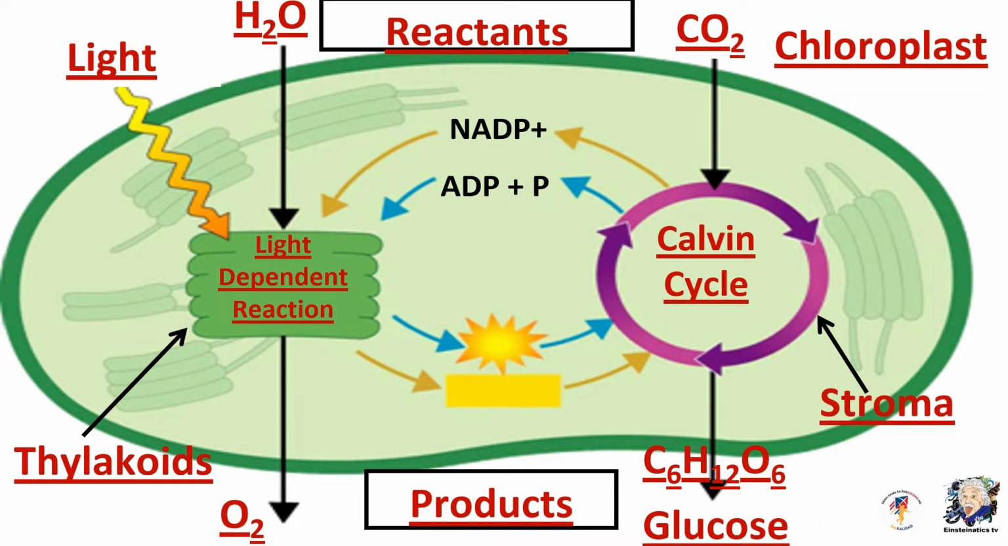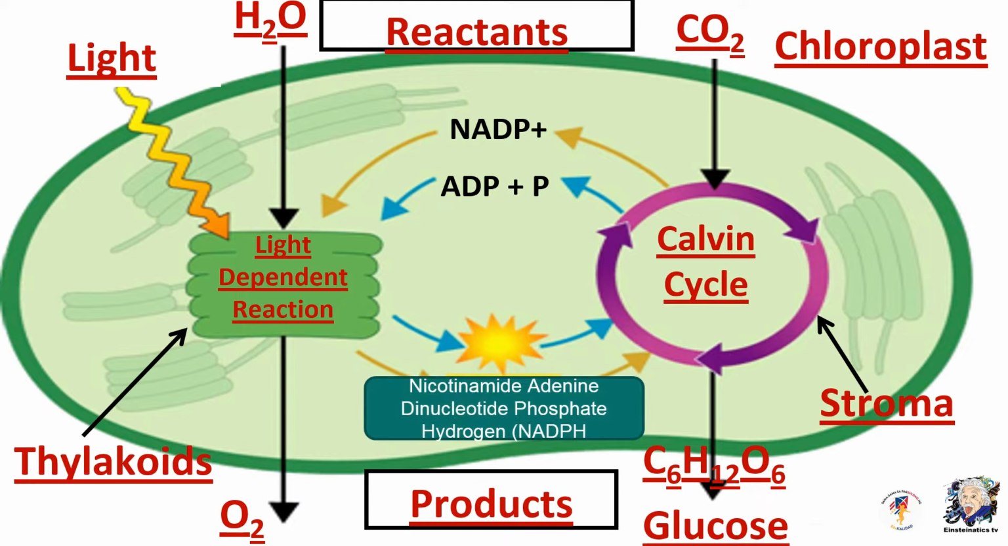Now, the light-dependent reaction happens in the thylakoids, and this is the stage where light energy is converted into chemical energy. So the light-dependent reaction produces NADPH, or nicotinamide adenine dinucleotide phosphate, and adenosine triphosphate, which would now power up the Calvin cycle.